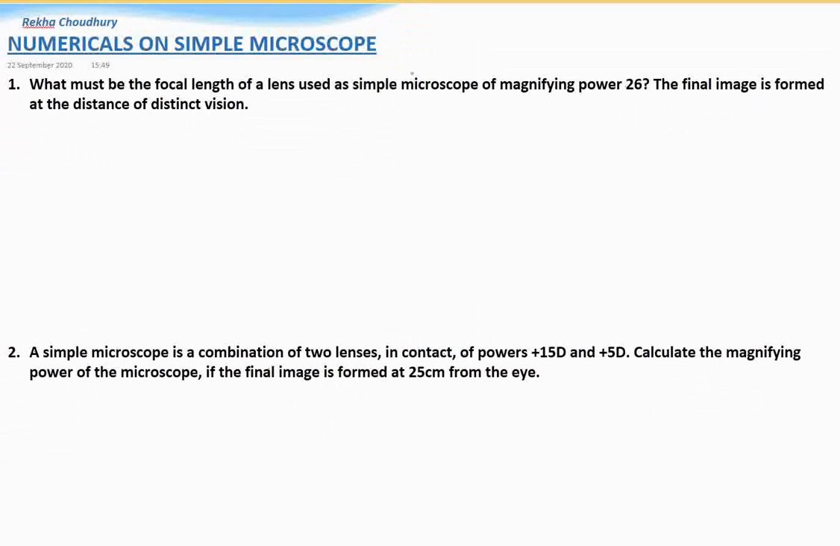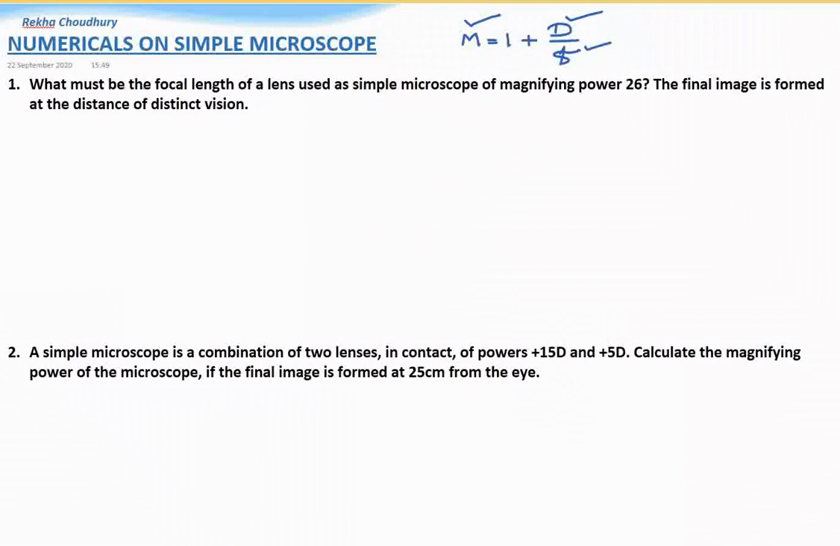Here we will solve some numericals on simple microscope, and we will use the formula that m is equal to 1 plus d divided by f for finding the magnification. Here m is the magnification or magnifying power of a simple microscope. This d is the distance of distinct vision, and f is the focal length of a convex lens. So let us start with this first numerical.